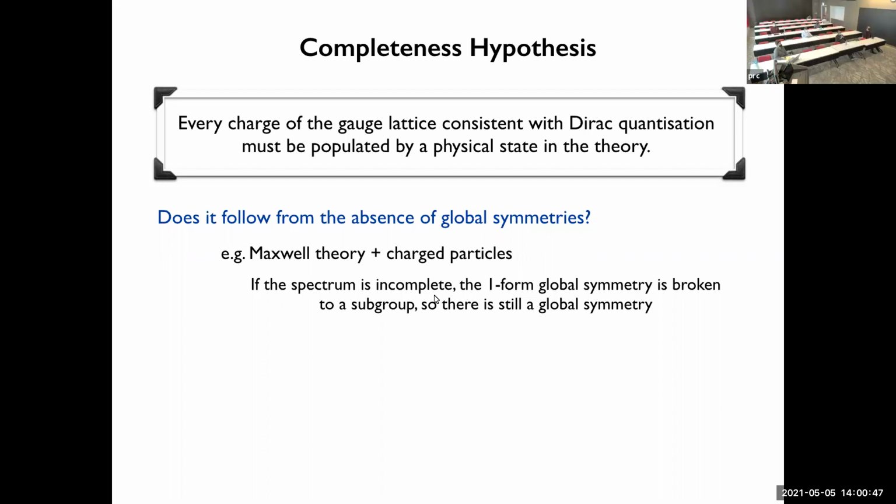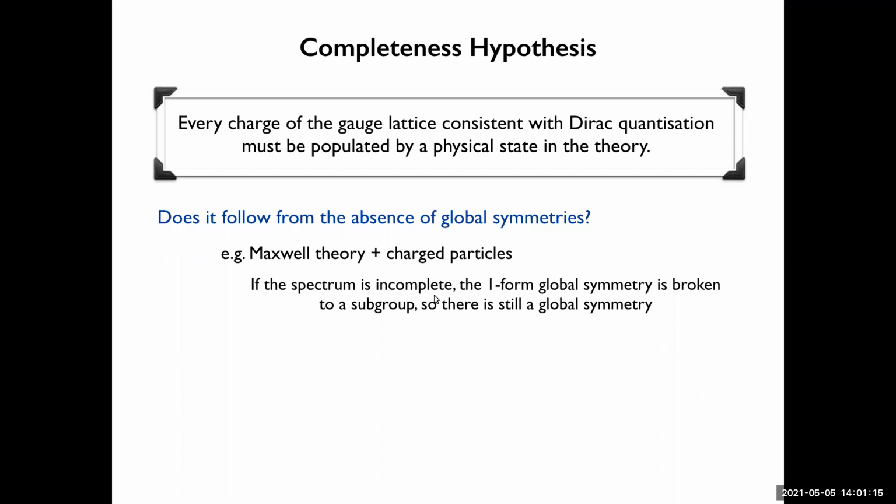Does physical state mean single particle state? No, it can be a multi-particle state. So it means that you need to have single particle states for the generators, right? So then you can generate the full lattice with multi-particle states. So the unit charges are going to be single particle, but in general, it can be about multi-particle states. It can even be a black hole in principle.